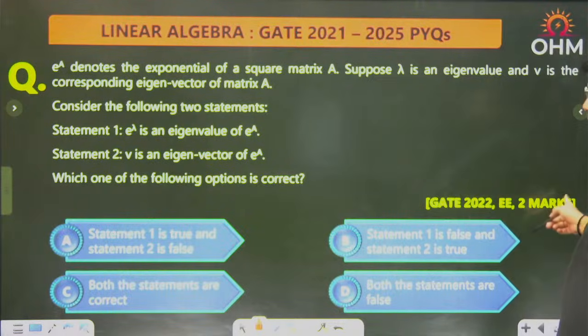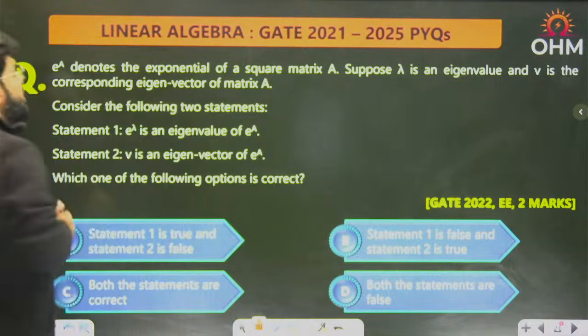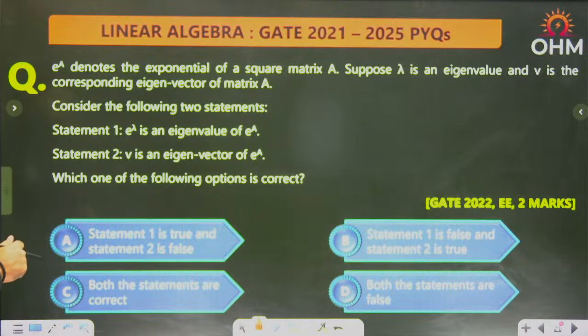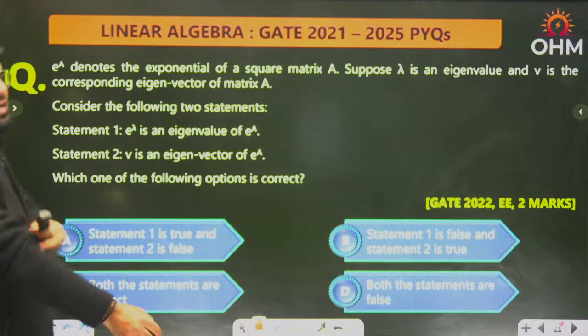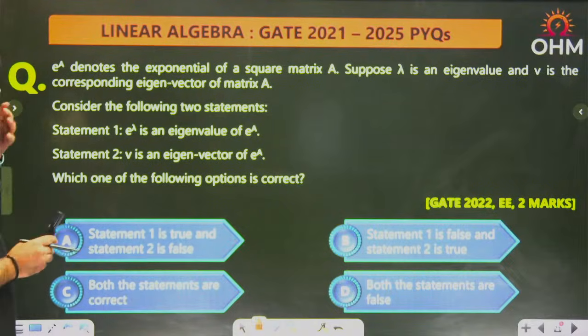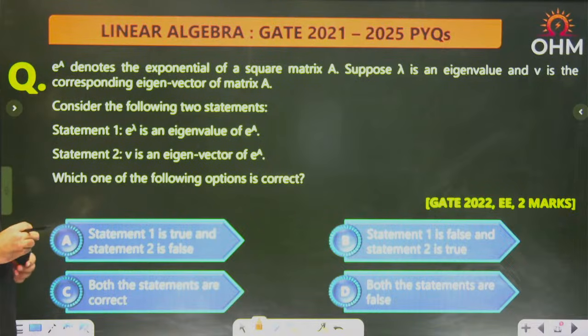GATE 22 EE, 2 marks. E power A denotes the exponential of a square matrix A. Suppose lambda is an eigenvalue and V is the corresponding eigenvector of matrix A. Now consider the following two statements, statement 1 and statement 2. Which of the following options is correct?